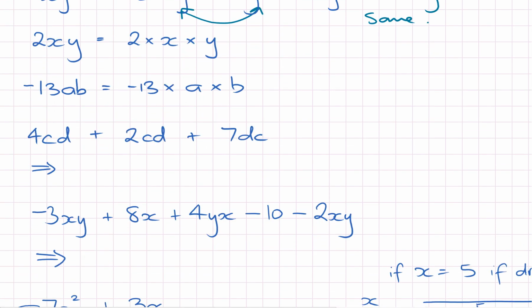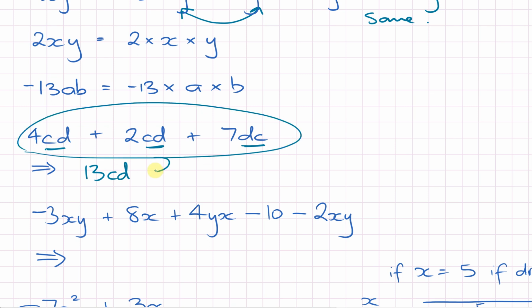So remember, like terms are the same combination of letters. So I've got cd here, cd and dc. All those three terms are the same, that they are like terms. So I can actually add them together. So 4 plus 2 is 6 plus 7 is 13cd. So this expression here simplifies to 13cd. And I write the letters in alphabetical order.